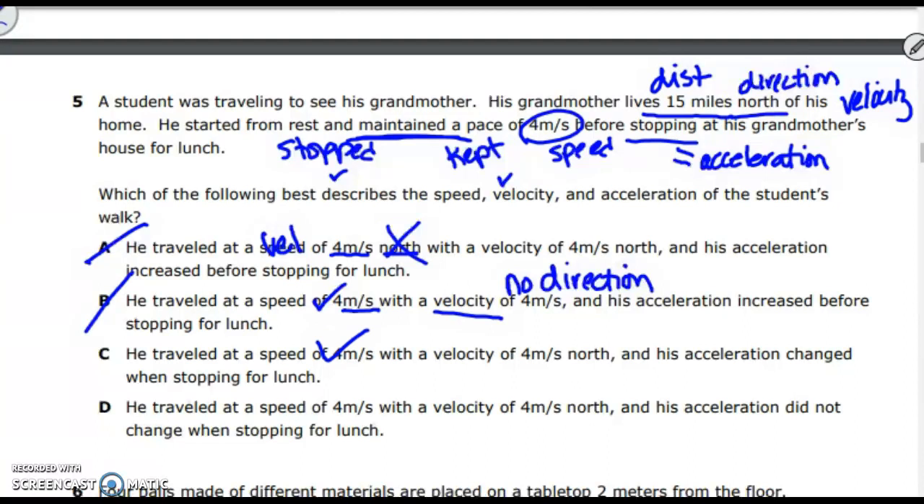He traveled at a speed of 4 meters per second. We like that one. With the velocity of 4 meters per second north. There's my direction. I like that. And his acceleration changed when stopping for lunch. Like that. But just want to make sure there's not a better answer. He traveled at a speed of 4 meters per second, velocity of 4 meters per second north, and its acceleration did not change when he stopped. That is not true. He was going and then he slowed down to stop, so this C is the correct answer.